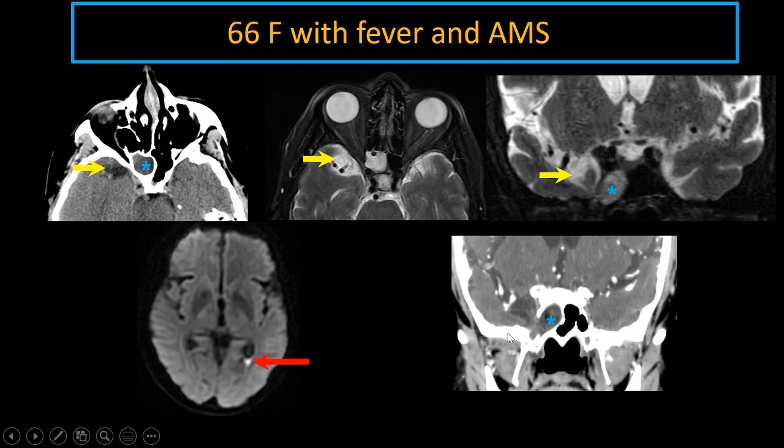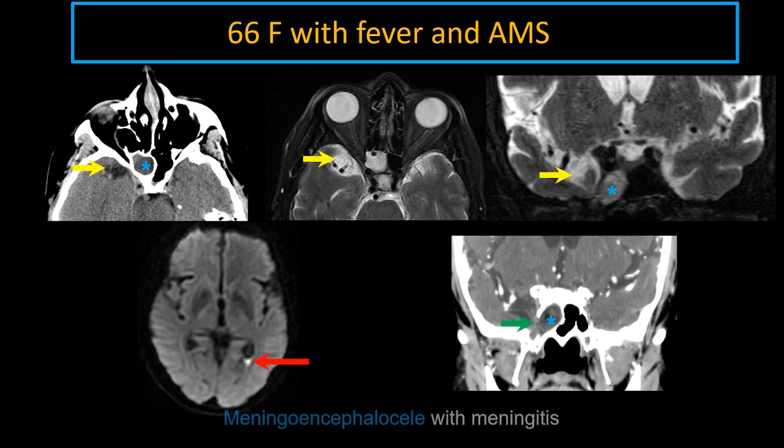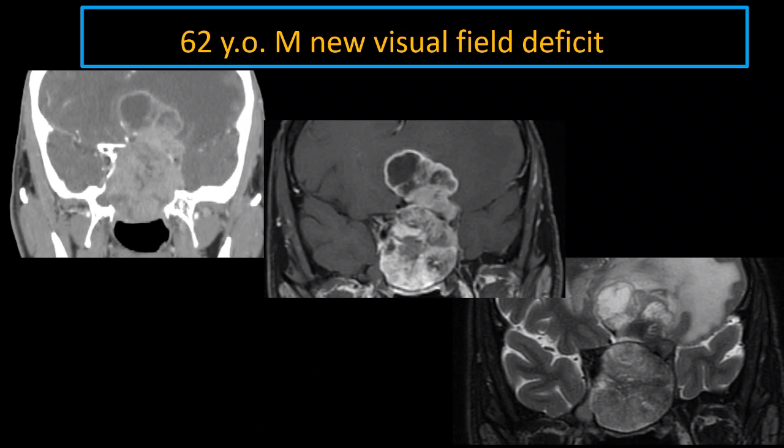And the surgical planning CT nicely demonstrates the bony defect along the lateral wall of the right sphenoid sinus. That defect is hard to appreciate on the MRI, and again, this emphasizes the importance and complementary effects of using CT and MRI to characterize central skull base lesions. So a nice example of a meningoencephalocele with meningitis.